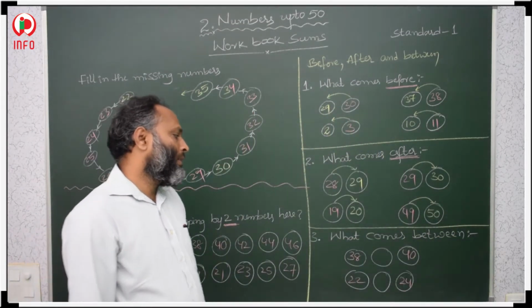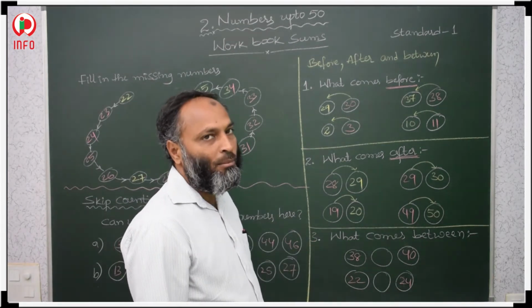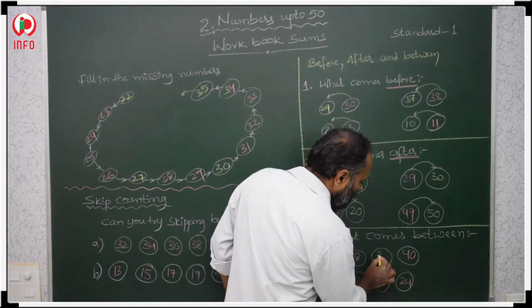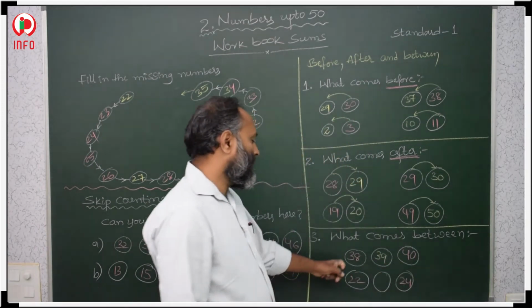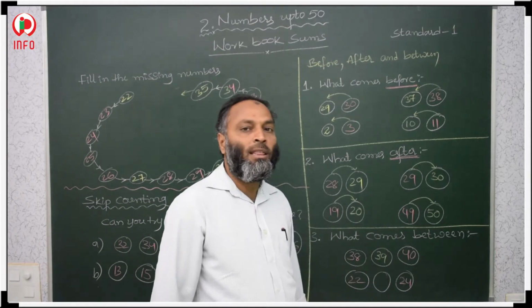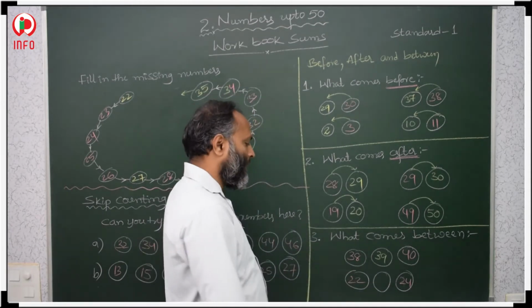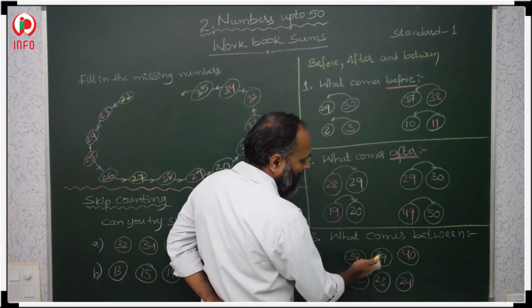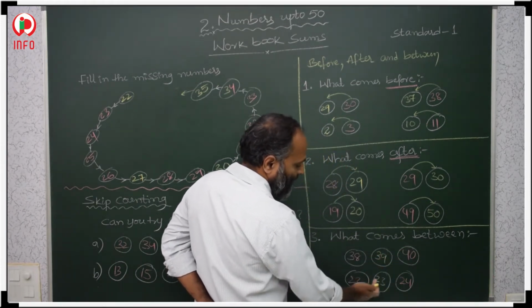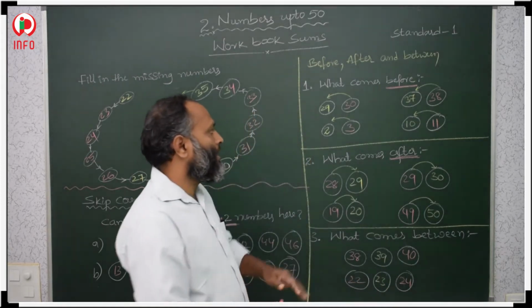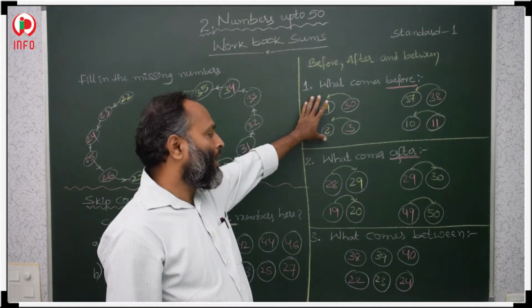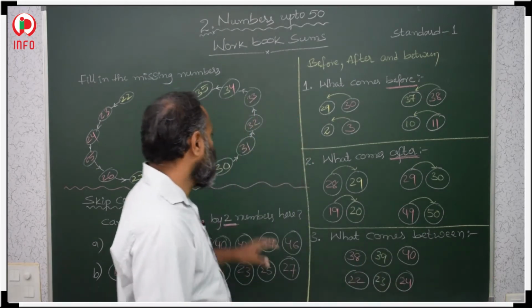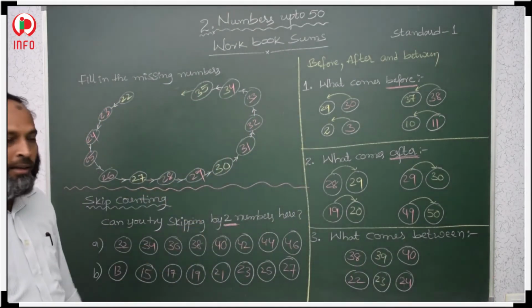Then, between numbers means we have to write the middle number. 38, 39, then 40. Between 38 and 40 is 39. Then between 22 and 24 is 23. 38, 39, 40, 22, 23, 24. So these numbers are before numbers, these are after numbers, and these are between numbers. These are missing numbers and skip counting.